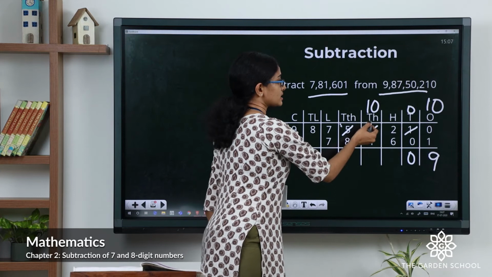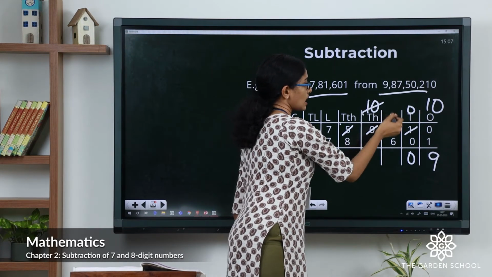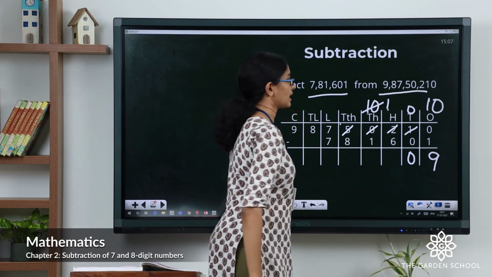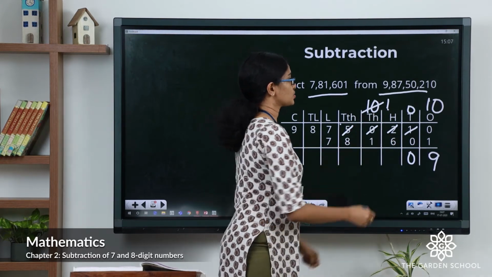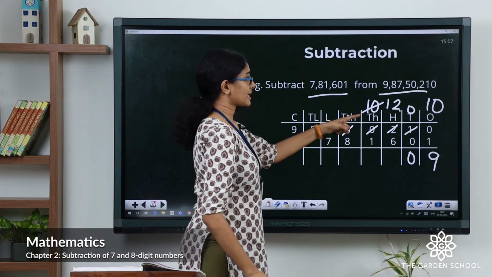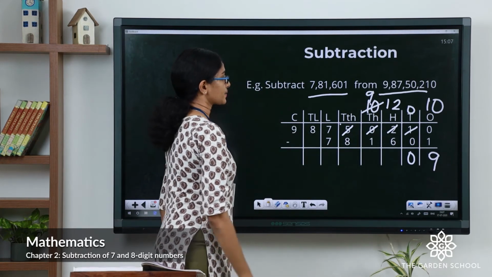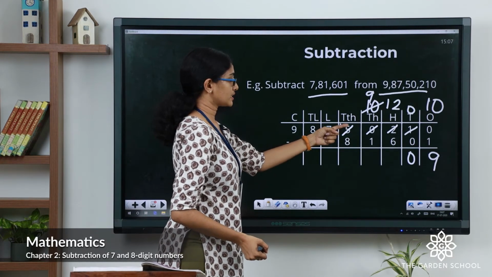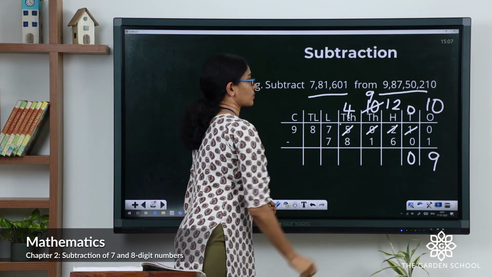So now here you have 10 thousands, and from this 10 you can give 1 to the hundreds place. So from this 10 I am borrowing 1,000 and giving it to the hundreds place. So now here you have 10 hundreds, which is 1,000, plus 2 hundreds, which is 1,200. This 10 became 10 minus 1, 9, and in the beginning we had taken away 1 from this 5, so this 5 became 5 minus 1, 4.